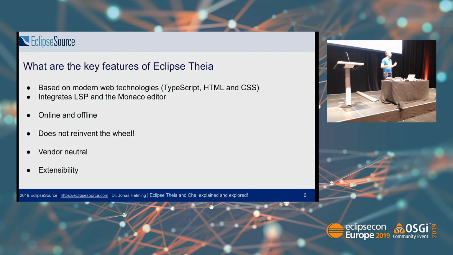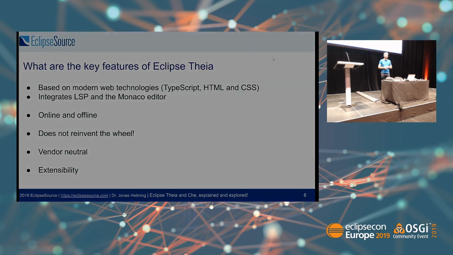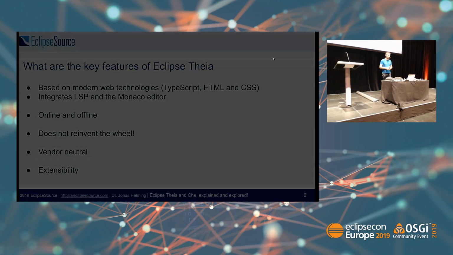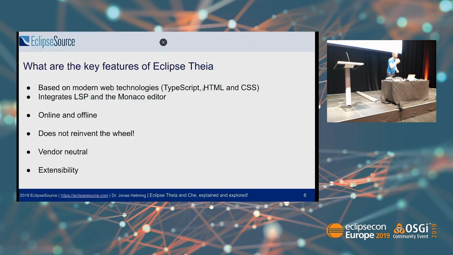VS Code is open source too, but you could argue it's still pretty much controlled by Microsoft. You can consider that to be good or bad. Theia is definitely more diverse. And finally, and that's also a difference to VS Code, Theia is very extensible because it has been built for that purpose, to be the basis of a custom platform from the beginning.